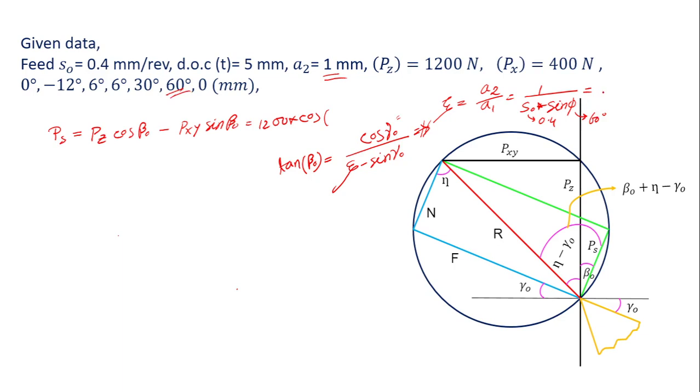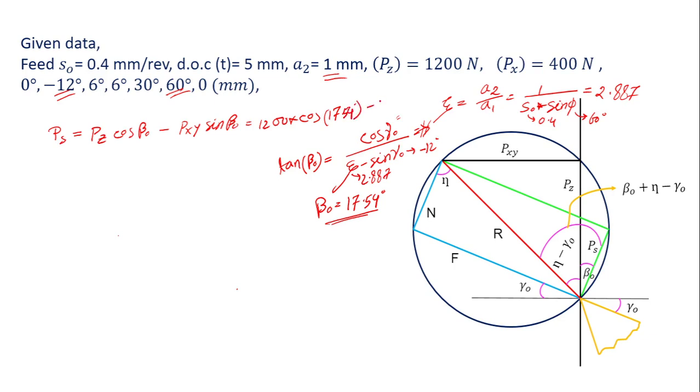So if you put this value, you will get the value of zeta around 2.887. So if you put in this equation the value of zeta 2.887 and gamma naught value minus 12 degree, from here you will be able to find out the beta naught value. How much is the beta naught value? You will get the beta naught value around 17.54 in degree.